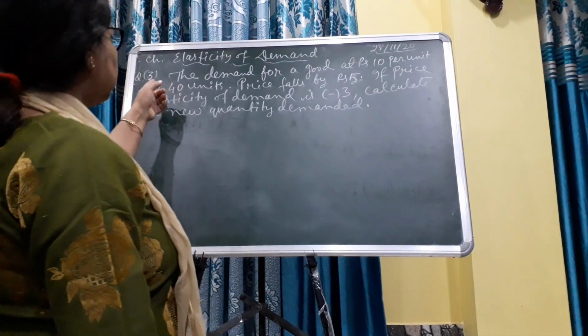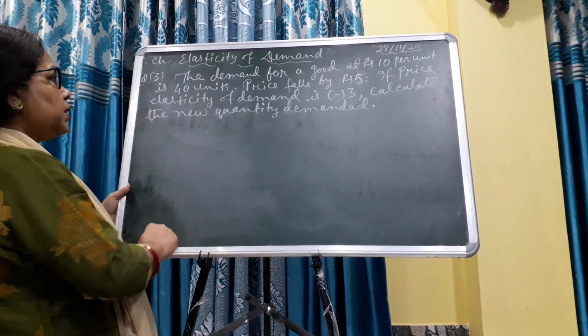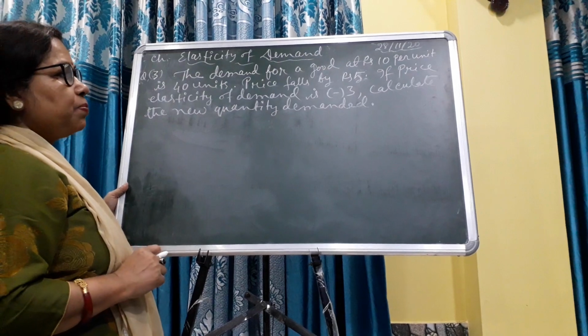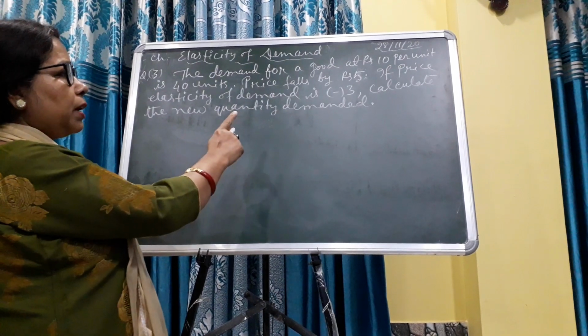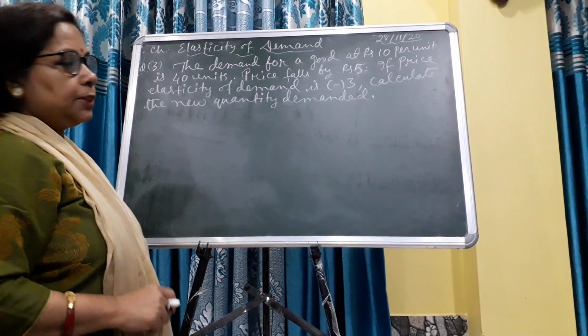Now number 3. The demand for a good at rupees 10 per unit is 40 units. Price falls by rupees 5. If price elasticity of demand is minus 3, calculate the new quantity demanded.